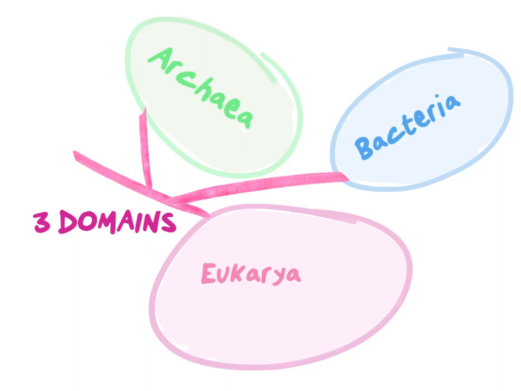This is work done by a guy called Woese, and he looked more at the biochemistry and the genetics of organisms, and grouped them based on, I guess, some more refined information. So we have 3 domains. We have archaea, we have bacteria, and we have eukarya.